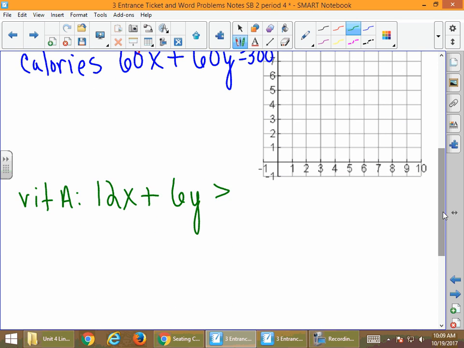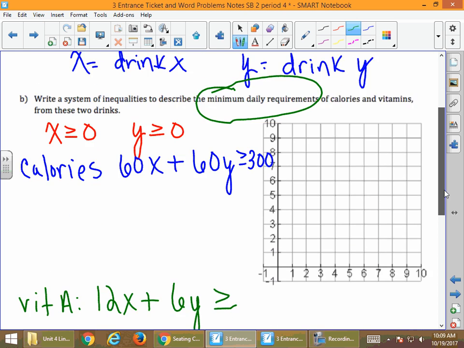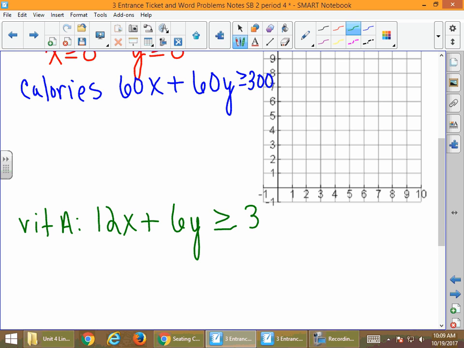And again, we're looking at least. We need to have at least that many, but for vitamin A, way back at the top of our paper, if I can get back up there, it says we have to have at least 36 units of vitamin A. So greater than or equal to 36.